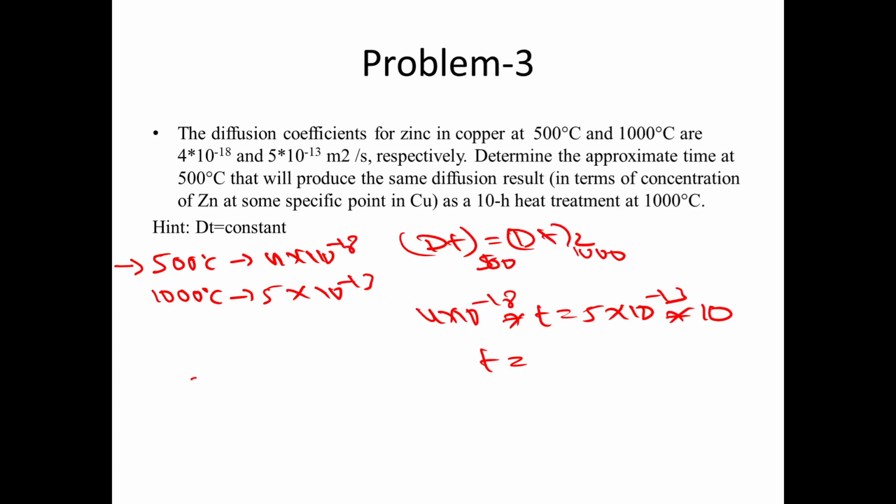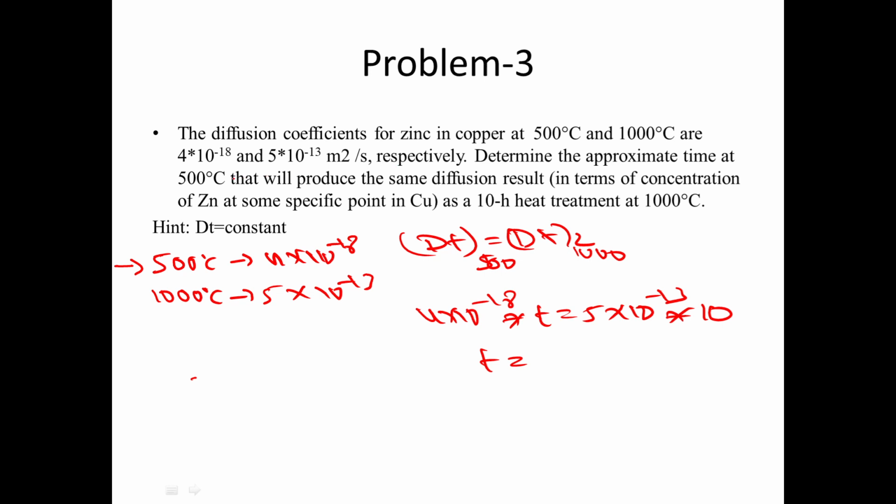Let's get into the third problem. I partially solved this one during the problem session itself, so for recording, I'm just doing this one. First, I'll read the question. The diffusion coefficients of zinc in copper at 500 degrees Celsius and 1000 degrees Celsius are given as shown: 4 × 10 to the minus 18 and 5 × 10 to the minus 13.